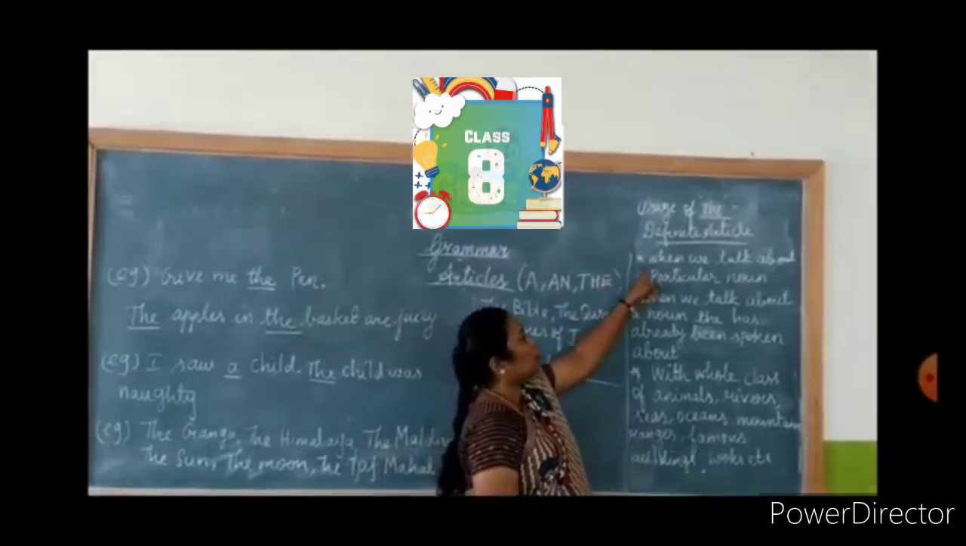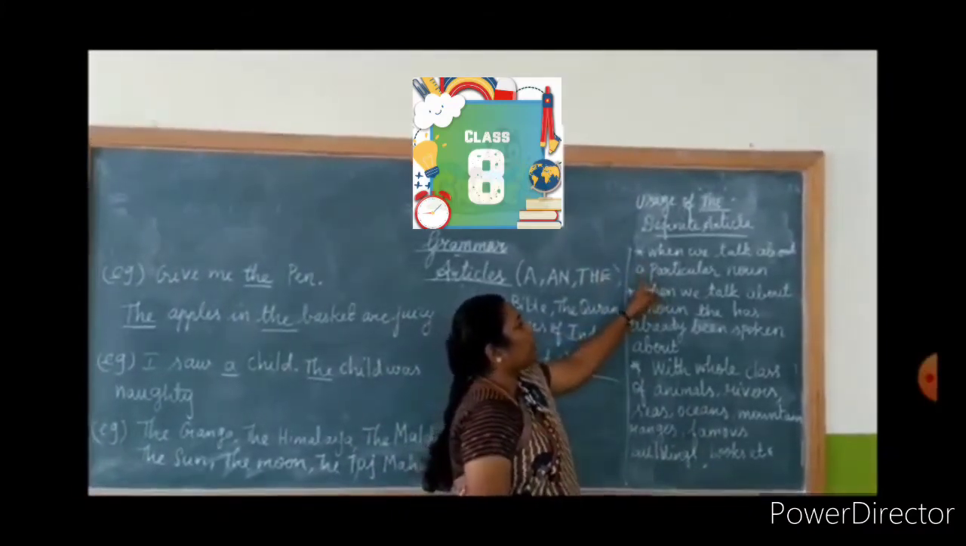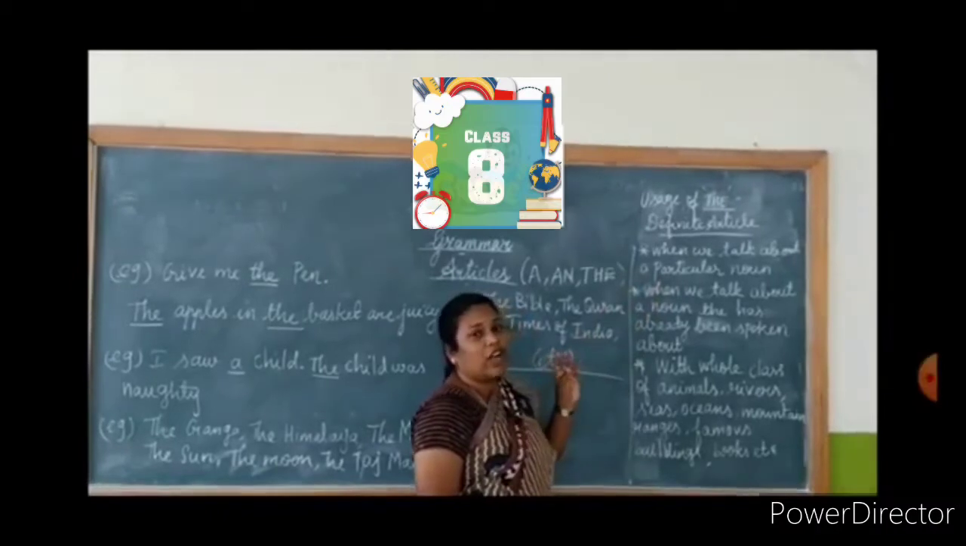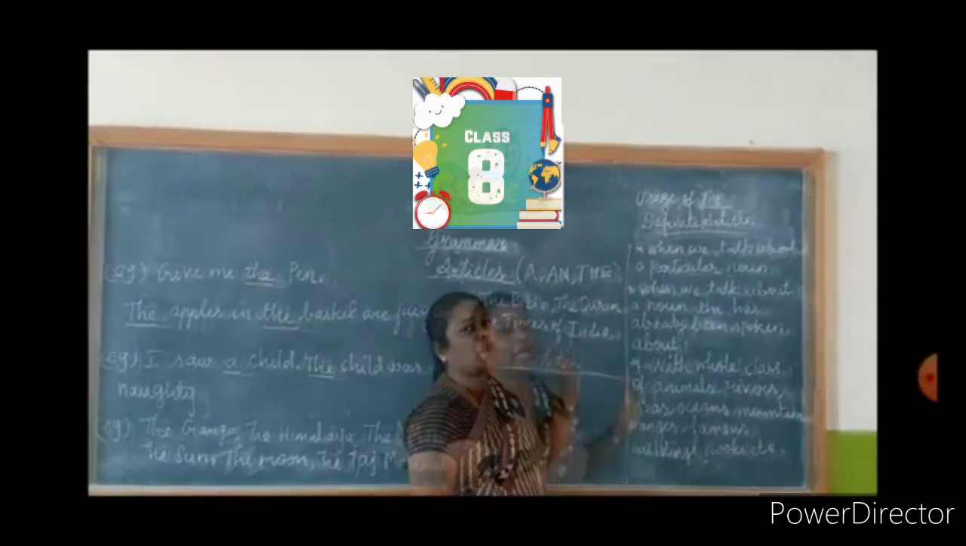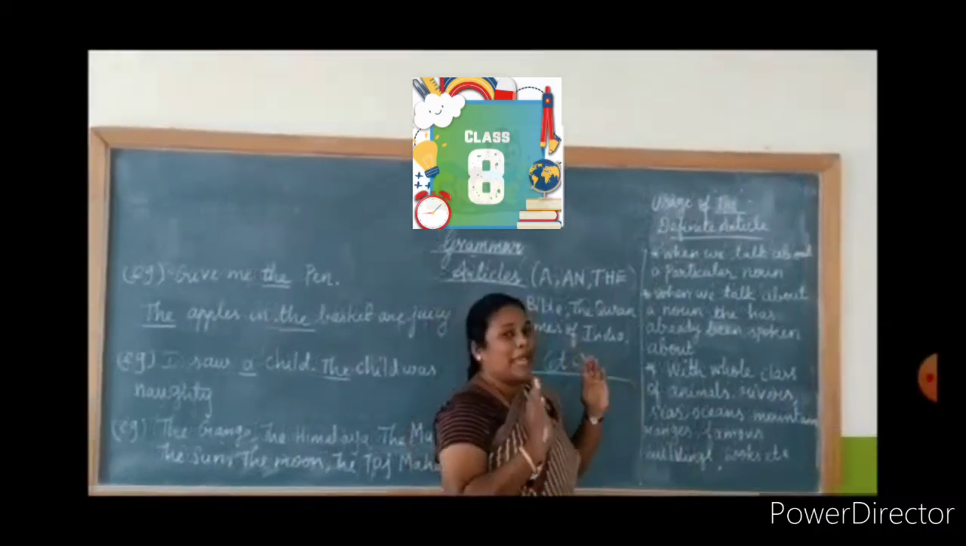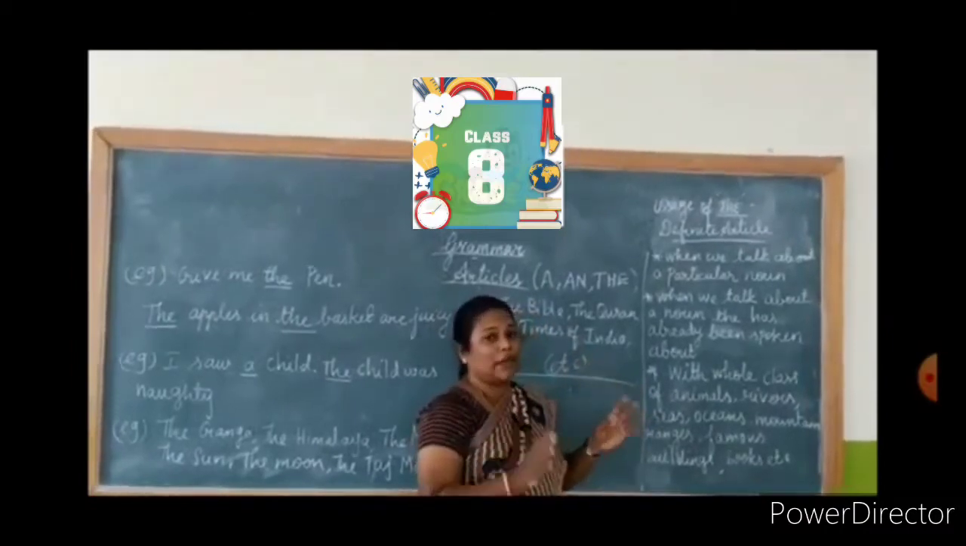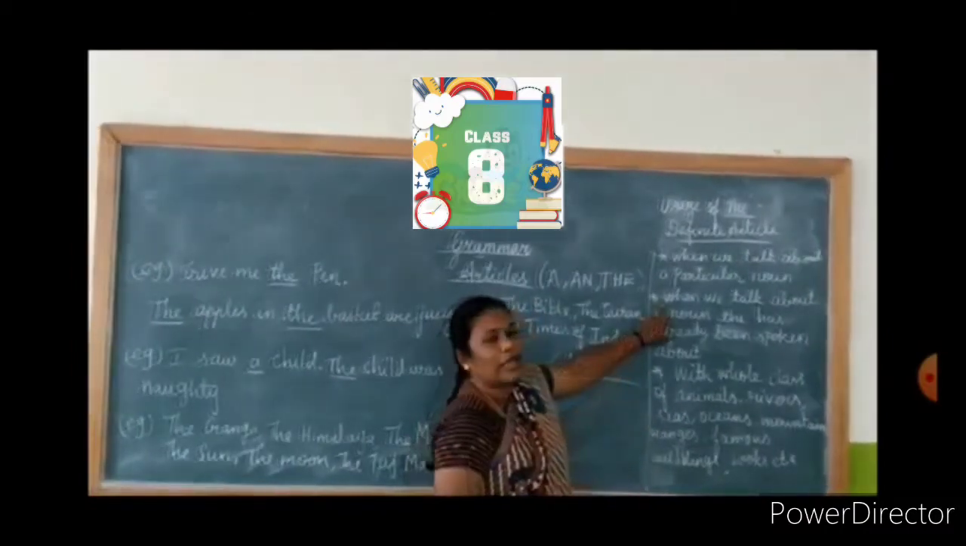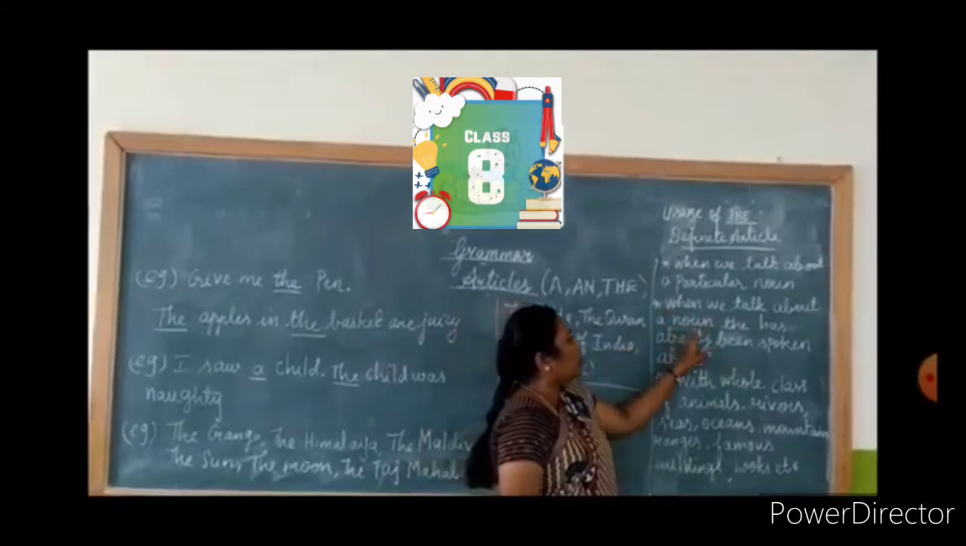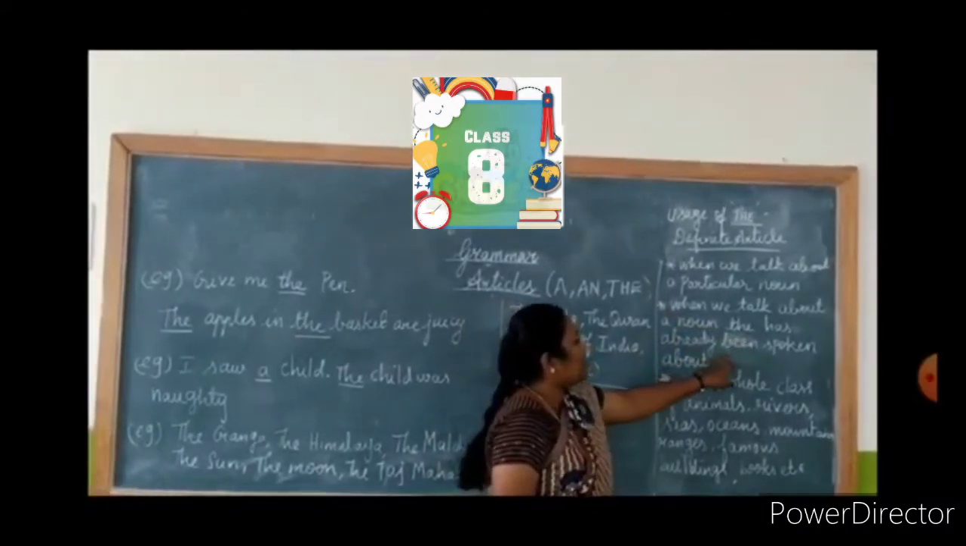First, see the first rule. When we talk about a particular noun, the definite article the must be used when we name a particular person, place or thing, animal or bird. The next rule is when we talk about a noun that has already been spoken about.